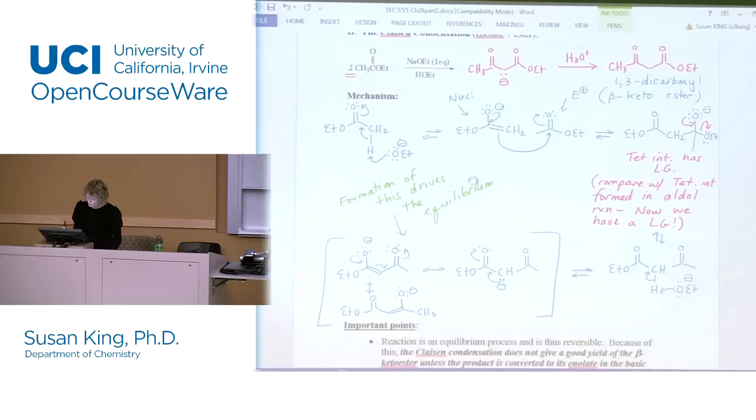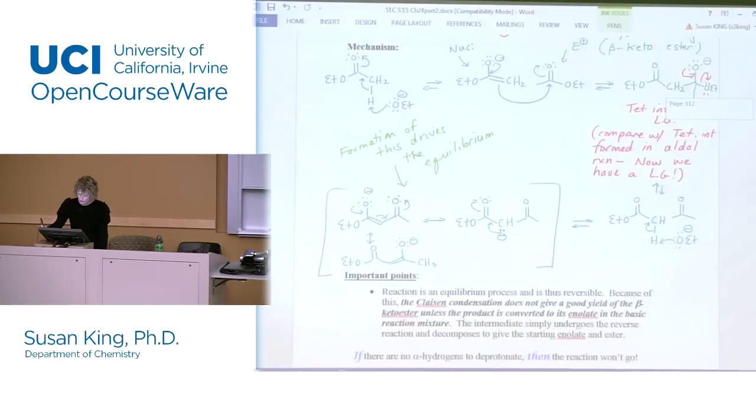If you cannot form this deprotonated active methylene compound, if you cannot deprotonate that position, maybe there's alkyl groups there, you can't do a Claisen. You have to be able to form this, or you can't do a Claisen. And so that's what it's talking about underneath here. Reaction of the equilibrium process and thus reversal.